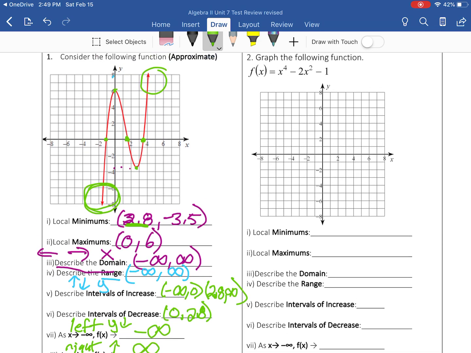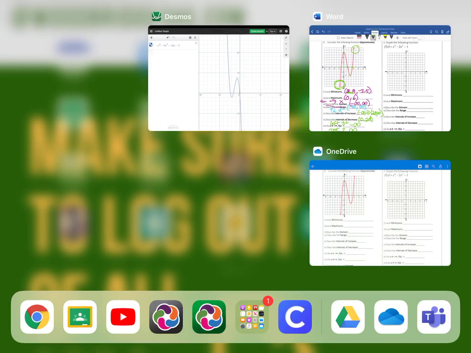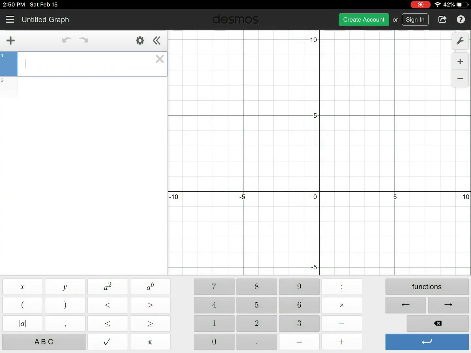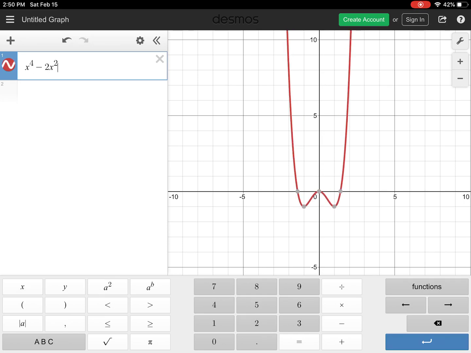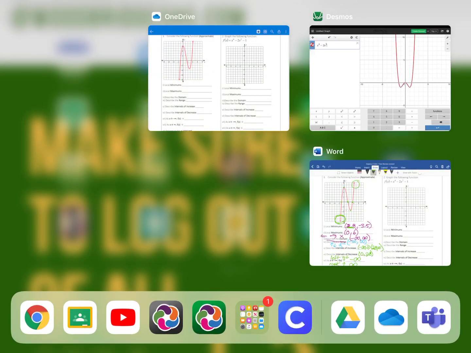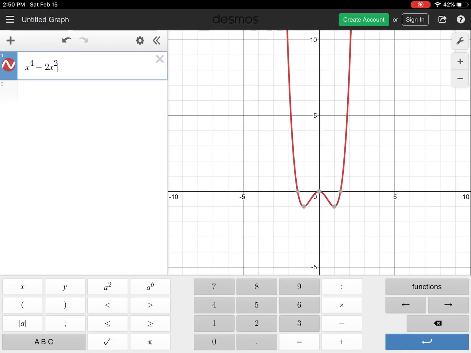Now we go to this next one where we have to graph from Desmos. So it's x to the 4th minus 2x squared minus 1. So we have x to the 4th minus 2x squared. What's that other value? Okay, minus 1.